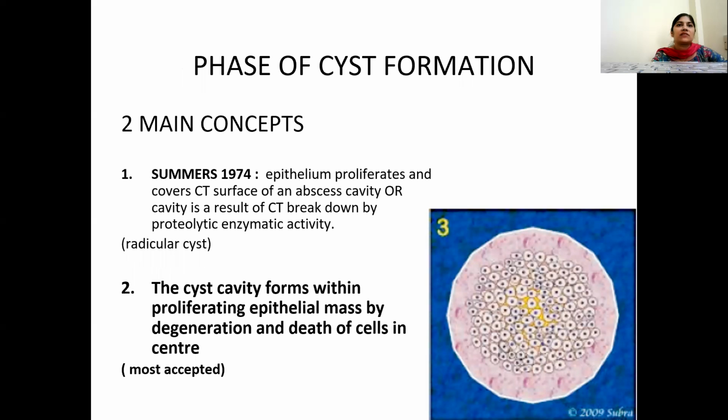What are the phases of cyst formation? There are two main concepts. Summers, in 1974, gave this concept: epithelium proliferates and covers the connective tissue surface of an axis cavity, or the cavity is a result of the connective tissue breakdown by proteolytic enzymatic activity. So that is what you see in a radicular cyst.